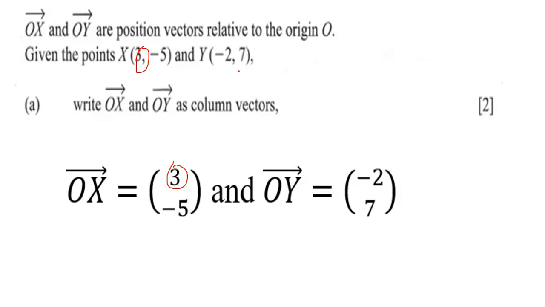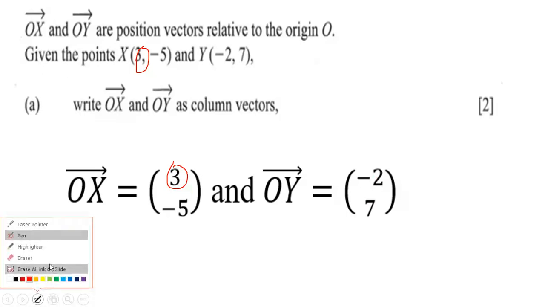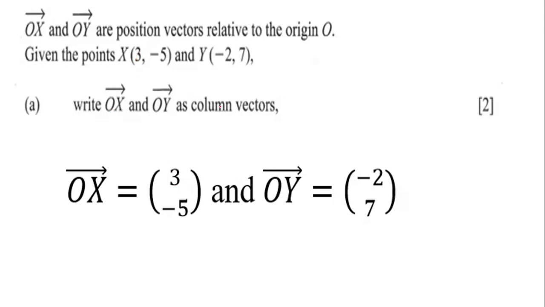And so we're changing it from a row form into a column form. And so we have -2 and 7. Okay, so that is how we write OX and OY as column vectors, changing it from row orientation to column orientation, shifting it. Okay, let's consider the next question.